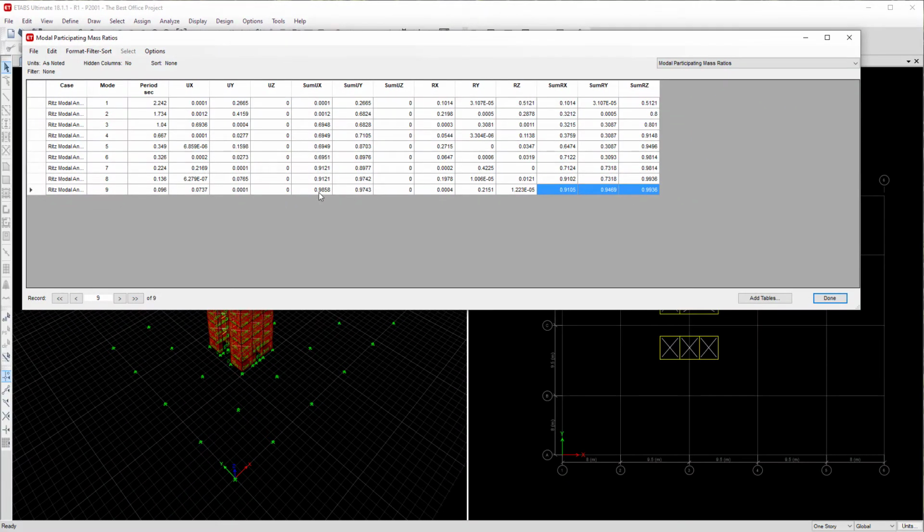For me, I like to achieve at least 95% in these three. It's fairly easy to achieve that without so many modes. So might as well achieve a higher percentage to have confidence that you have converged enough modes in your analysis for the dynamic earthquake forces that are going to be done later on.